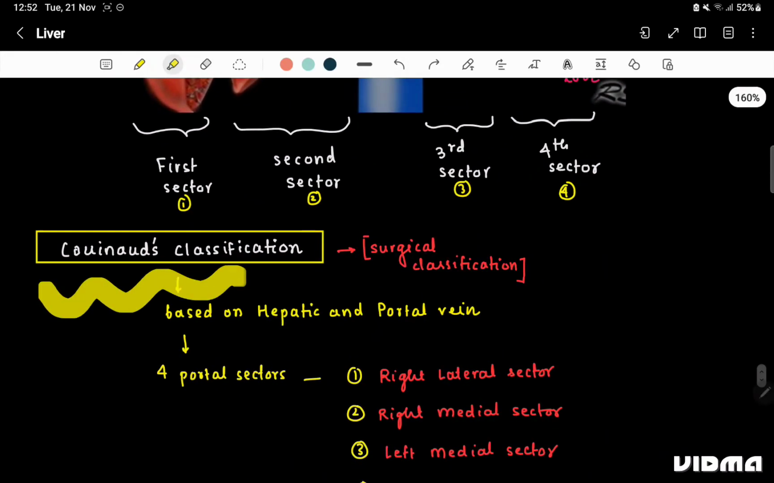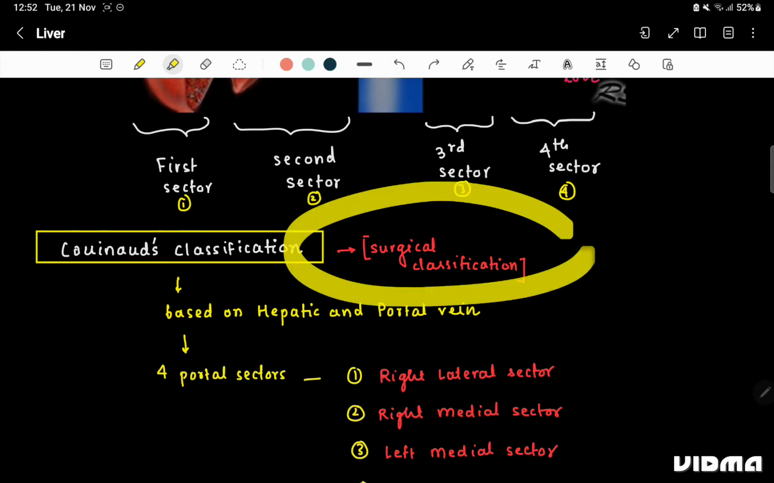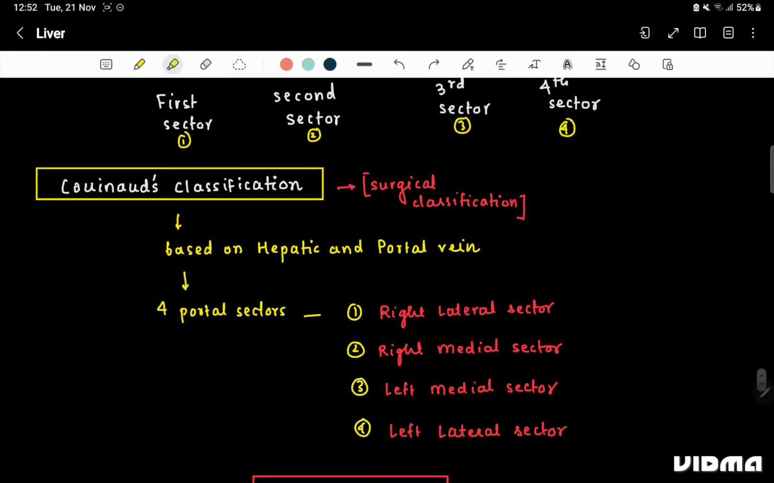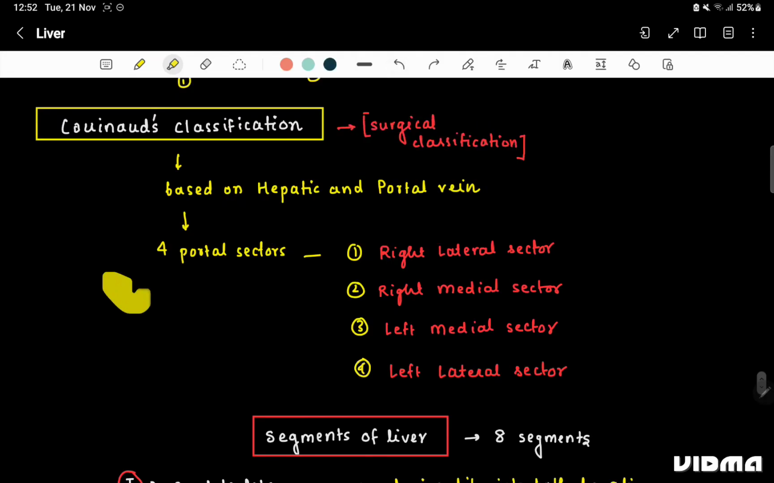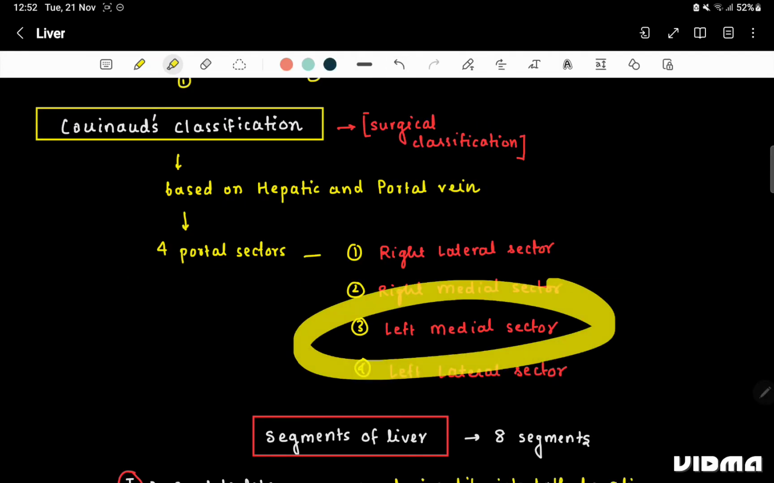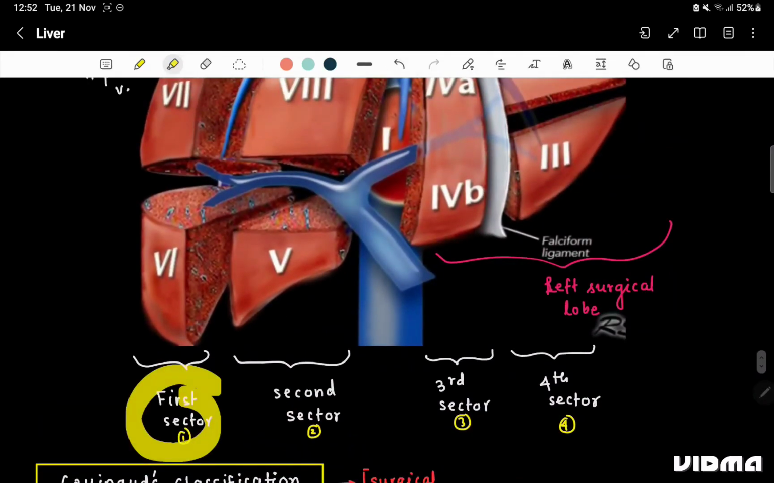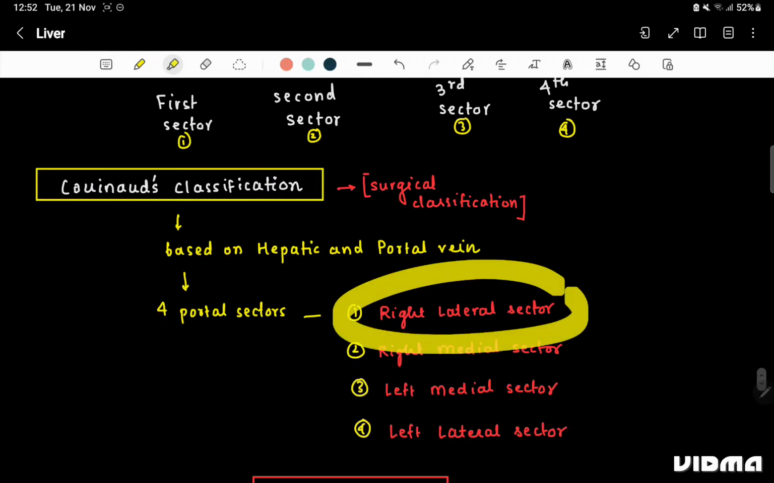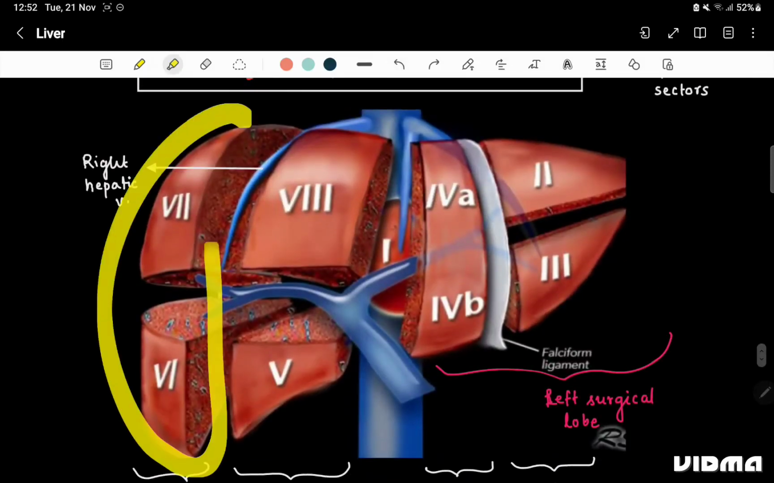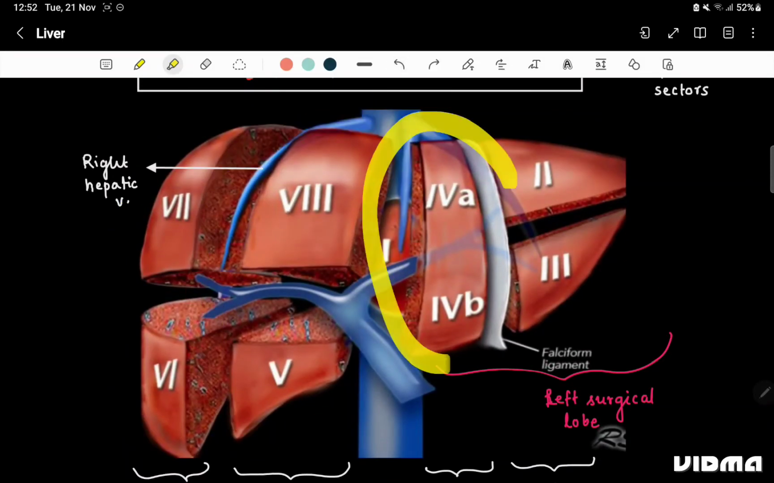Let's discuss this, which is based upon Conrad's classification. Conrad is a scientist who classified the liver surgically based upon the hepatic and portal veins. So we have four portal sectors: the right lateral sector, right medial sector, left medial sector, and the left lateral sector, which we discussed. This is your right lateral sector. This is your right medial sector. This is the left medial sector, and this is the left lateral sector.